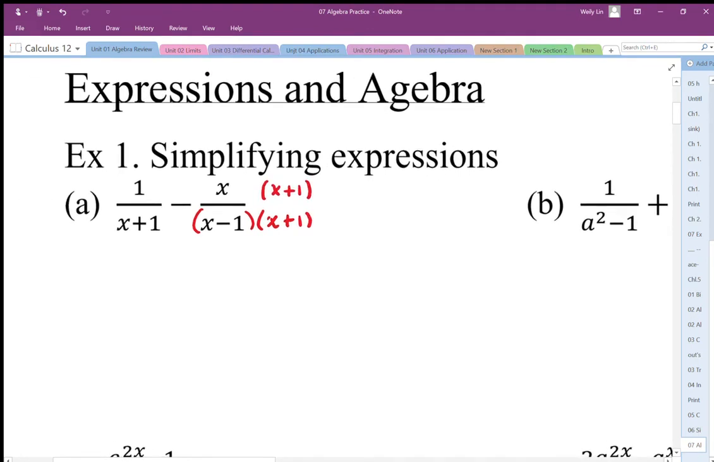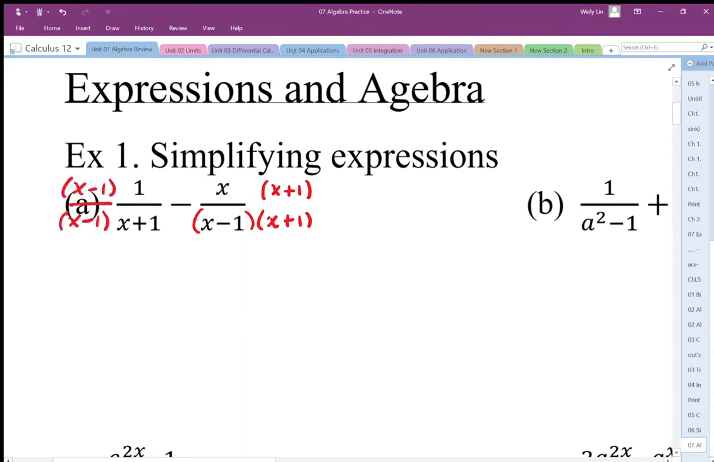This one over here on the left is missing an x minus 1 factor to get a common denominator. Then we have to balance the top with an x minus 1 as well.